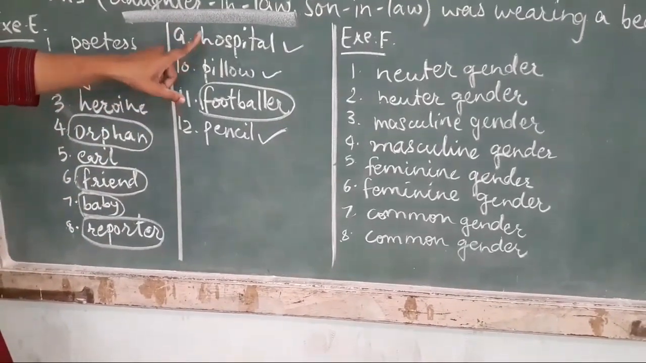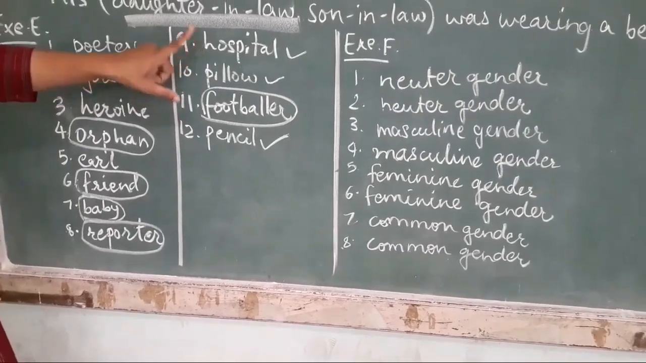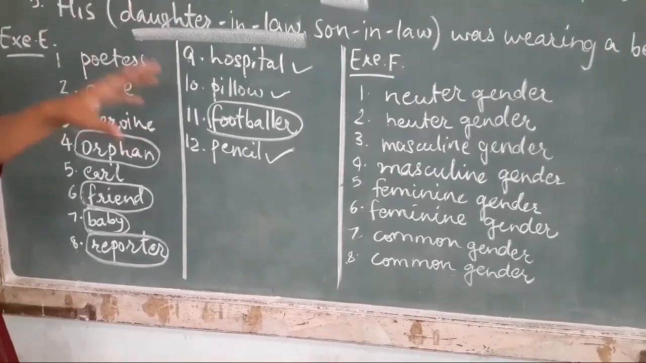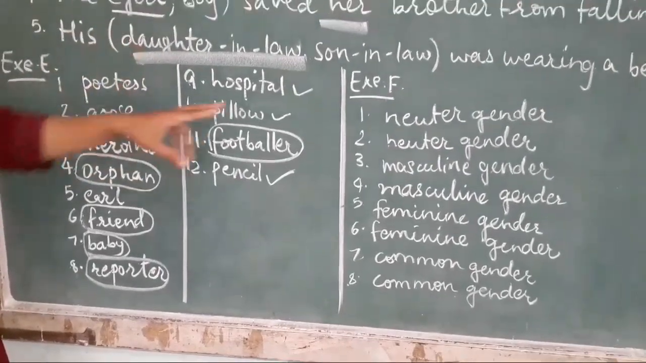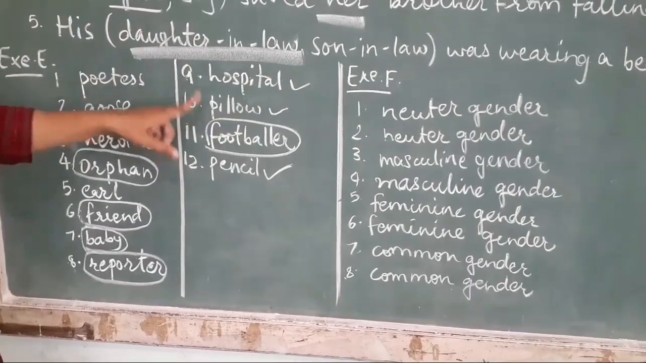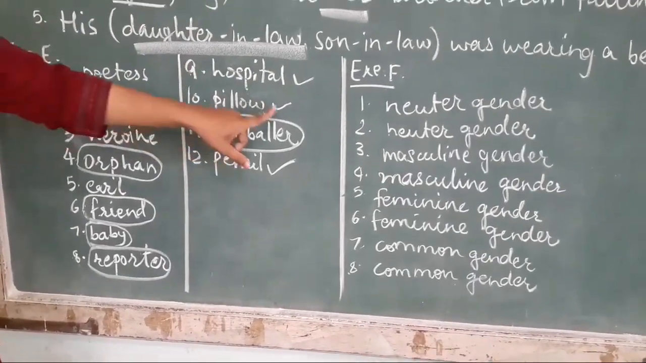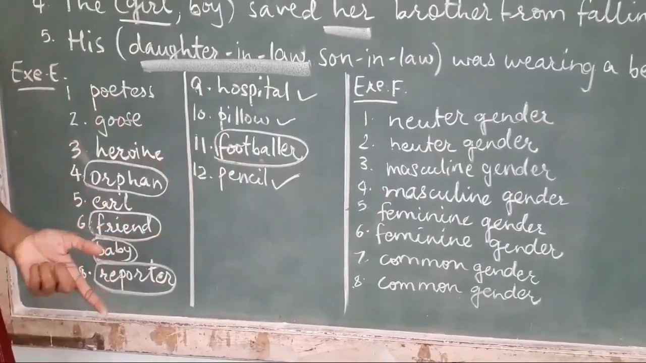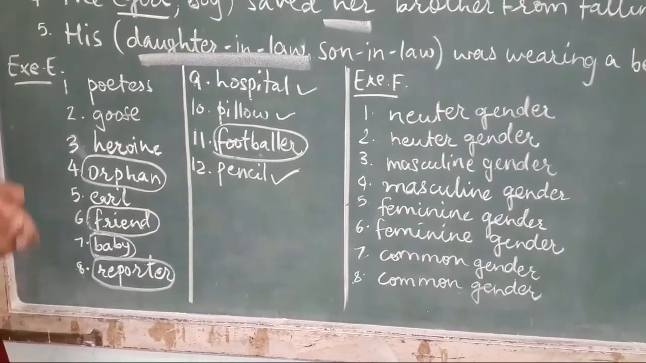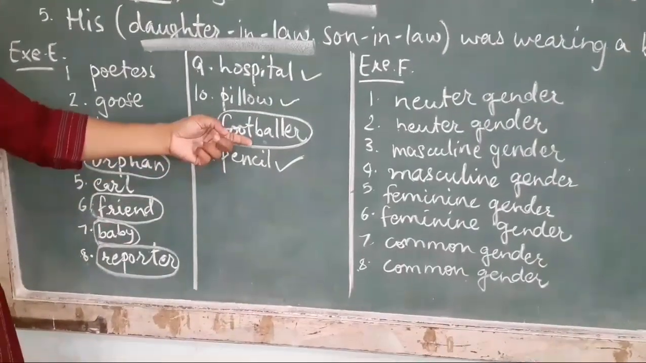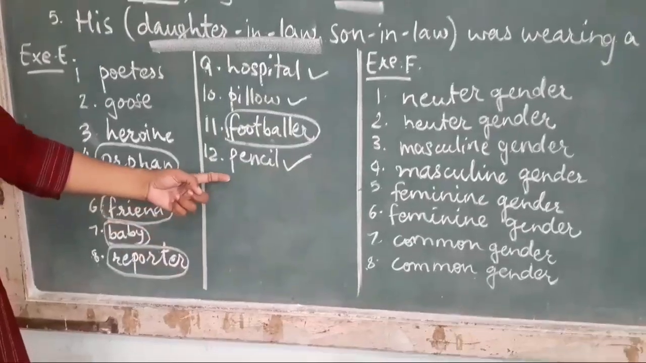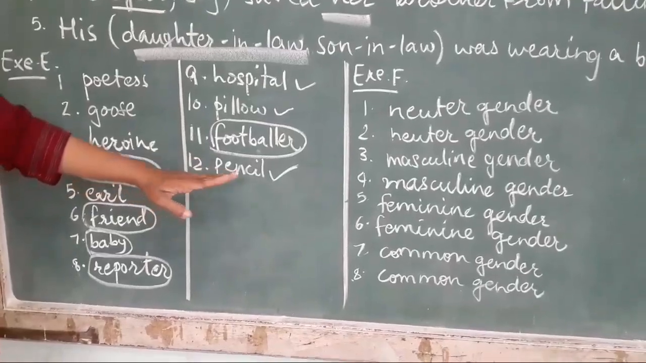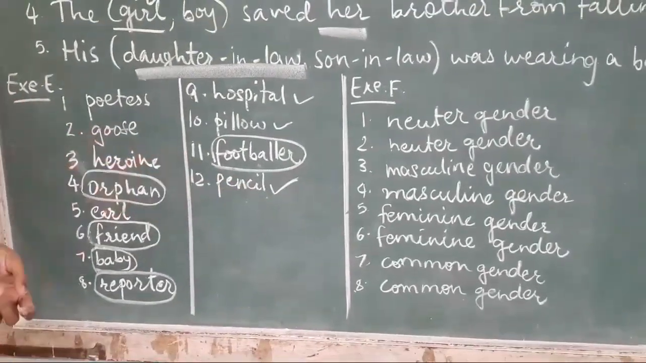Ninth one is hospital. This is a neuter gender. It is neither masculine, nor feminine, nor common. It is neuter gender. The gender which is not alive is known as neuter gender. So you have to put a tick for this word. 10th one, pillow is a neuter gender. Put a tick for that. 11th, footballer. Footballer can be a boy, even girls play this game, and they are known as footballers. So this is a common gender. Put a circle for this. And 12th one is pencil. Pencil is a neuter gender. It is not alive, and that is the reason we are going to put a tick for pencil.